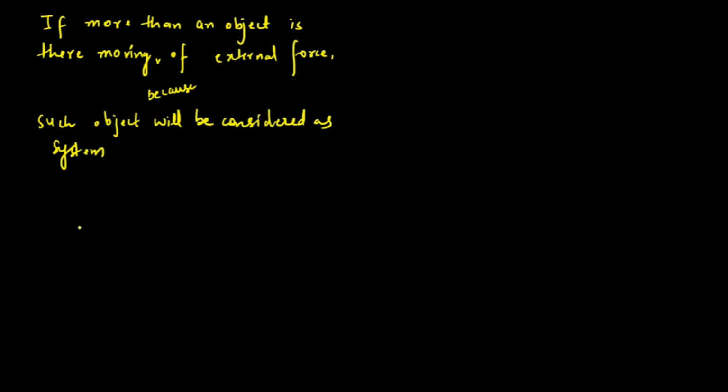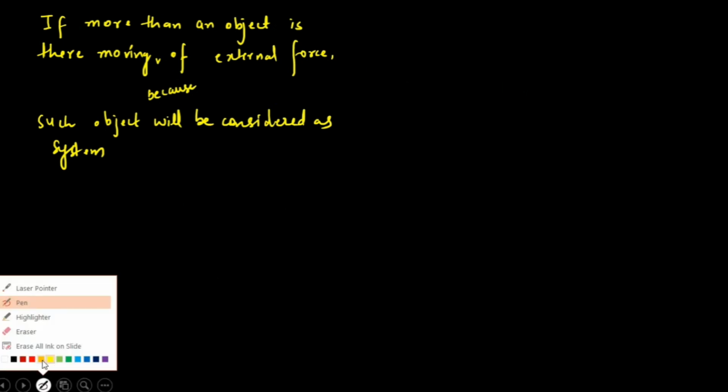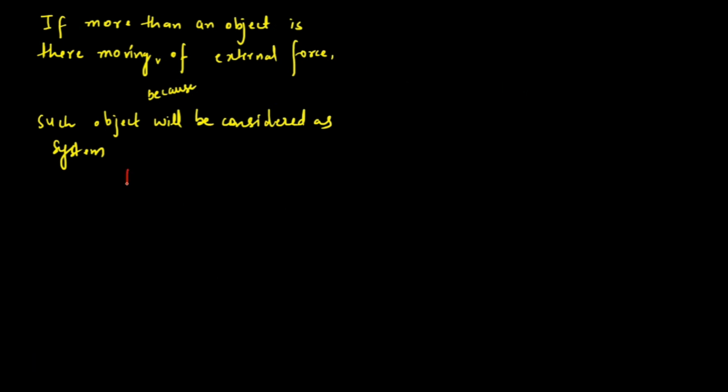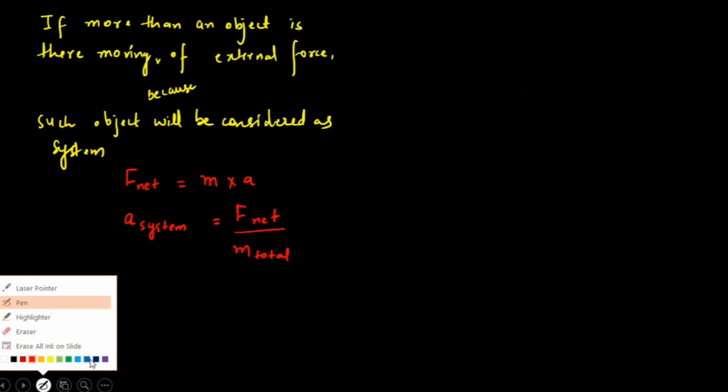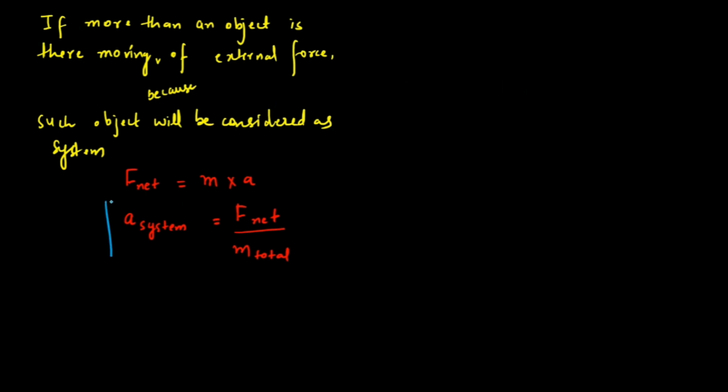Like if more than two objects are suffering from or affected by the force, here the F net is going to be mass times acceleration, and here the mass is supposed to be the total mass. So the acceleration of the system can be written as the net force acting on the system divided by the total mass of the system. So this is how we find out the acceleration of any given system.